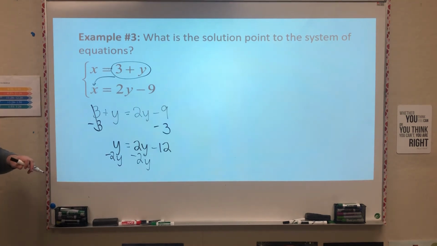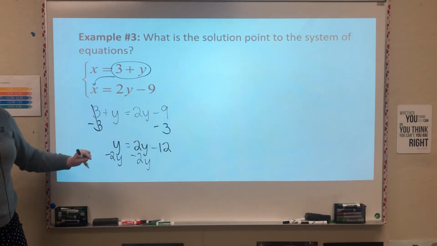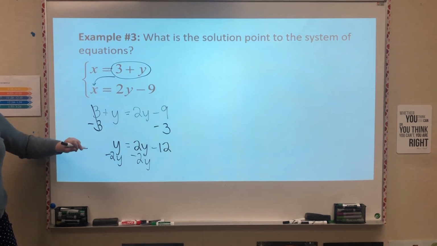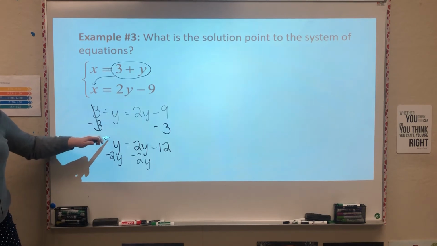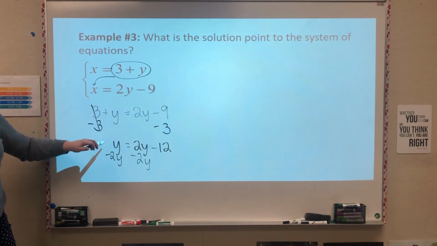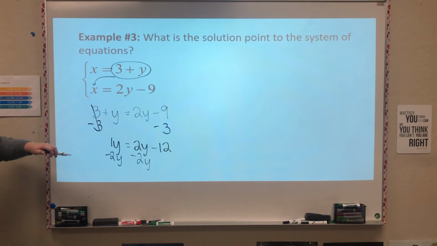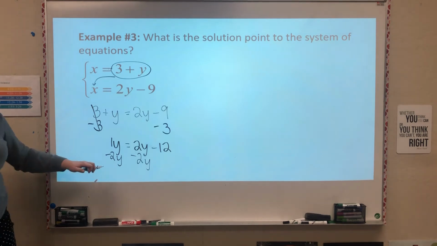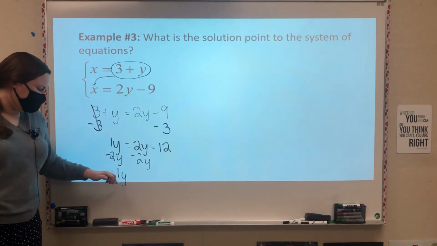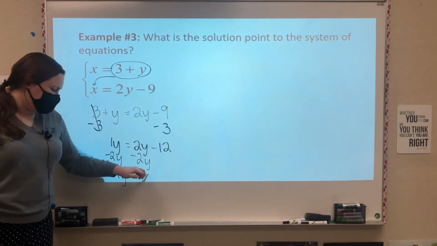-2y, or over here? Yes. How many y's is this? Or well, if I wanted a number here, v1. So 1 minus 2? Oh, -3. Oh, so it's -1. -1y equals -12. Yep.